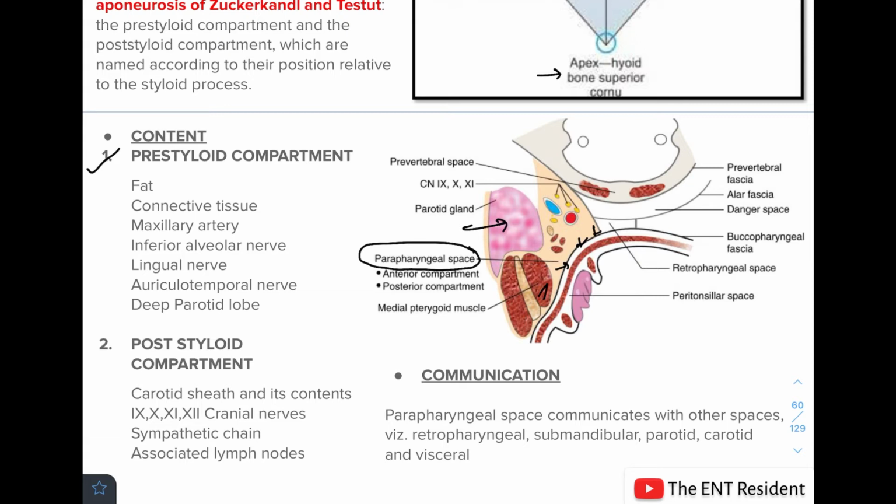The post-styloid compartment contains the carotid sheath and its contents, the 9th, 10th, 11th, 12th cranial nerves, the sympathetic chain, and associated lymph nodes. So, this area here is the parapharyngeal space and how it can be divided into pre-styloid and post-styloid compartments. It communicates with other spaces too, that is the retropharyngeal space, the submandibular, parotid and carotid spaces, and also the visceral spaces.